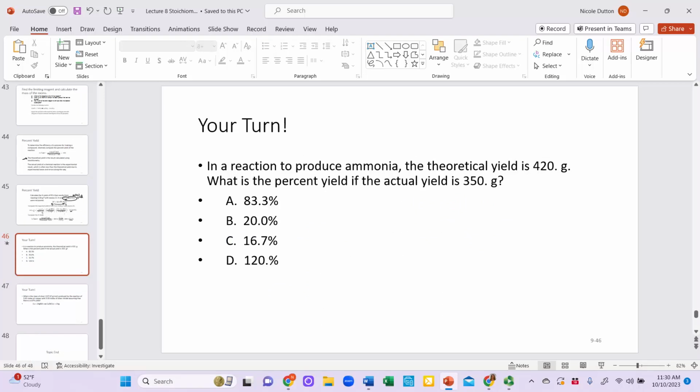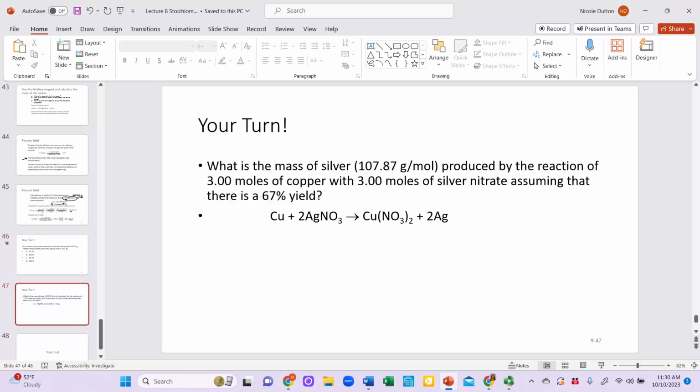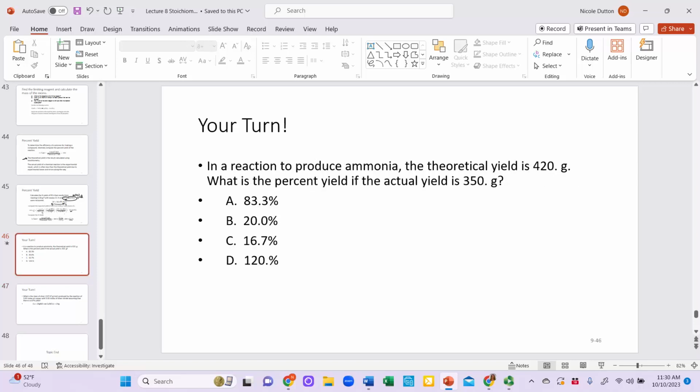In a reaction to produce ammonia, the theoretical yield is 420 grams. What is the percent yield if the actual yield is 350 grams? So this is just as simple as plugging it into your calculator. 350 grams divided by 420 grams times 100% gives you, I don't think the answer is highlighted on this one, so let's do it in our calculator. 350 divided by 420 times 100%, 83.3%.